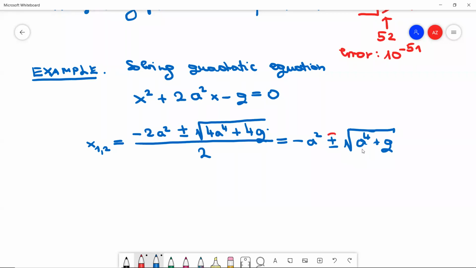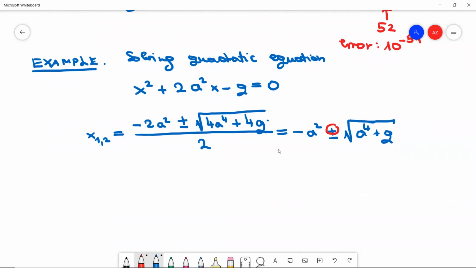when we take plus here, because when we take plus and a is much bigger than q, then here we get minus a squared. And if a is much bigger than q, then a to the power of 4 plus q is almost a to the power of 4. And then we take the square root of a to the power of 4, and we get minus a squared plus almost a squared, and we get almost 0. And then we plug the solution into our equation and calculate what we get, and we will see we don't get 0.